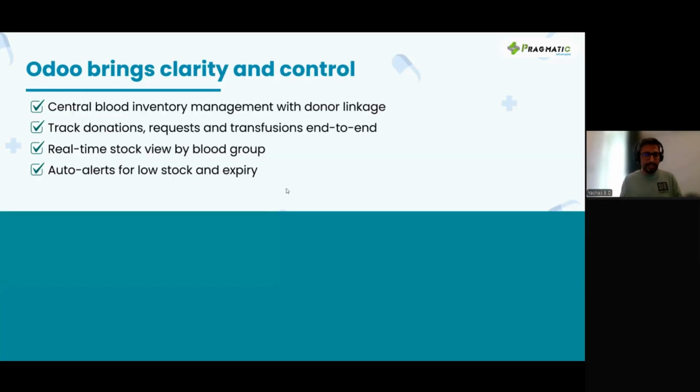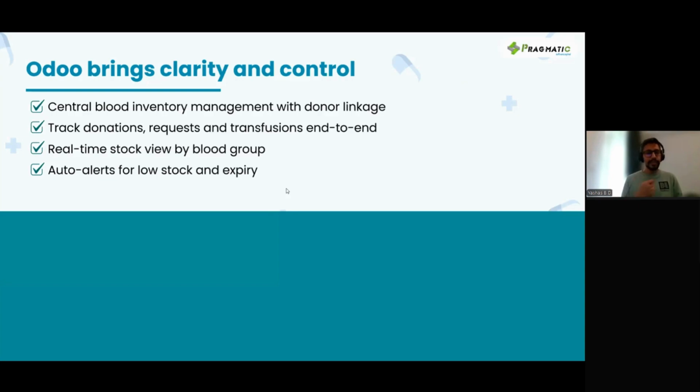How do we do it? As I said, we can have a central blood inventory management within Odoo itself, which also tracks it with the donors. As an internal healthcare unit, we get to know who has donated this particular bag, with the specific serial number, their blood group, and all the details. And when we have to issue, we'll clearly know to whom we are issuing it, who the patient is.